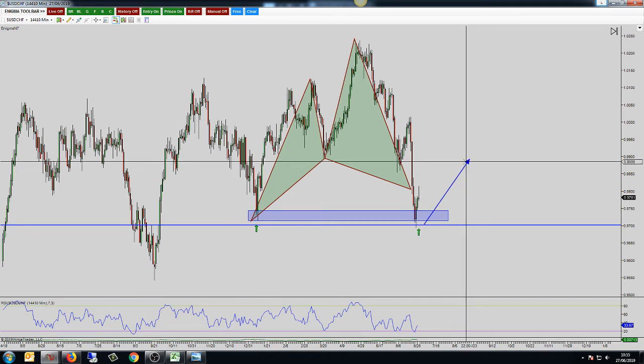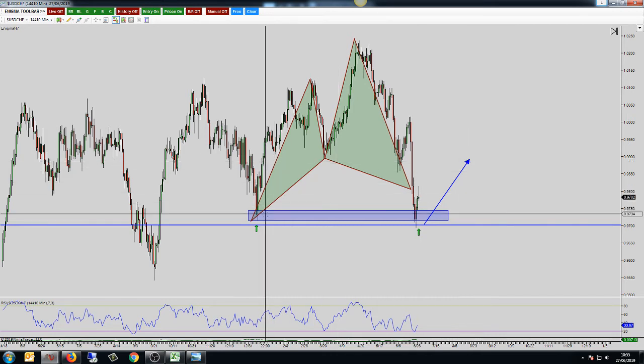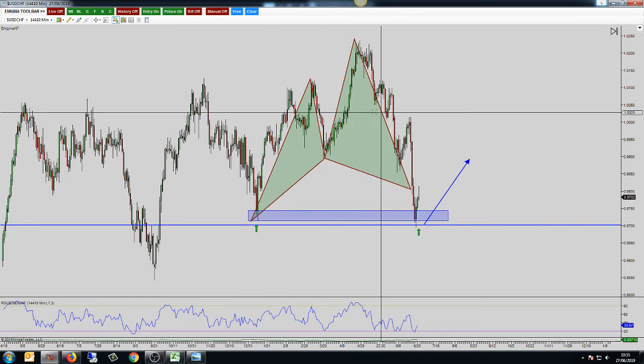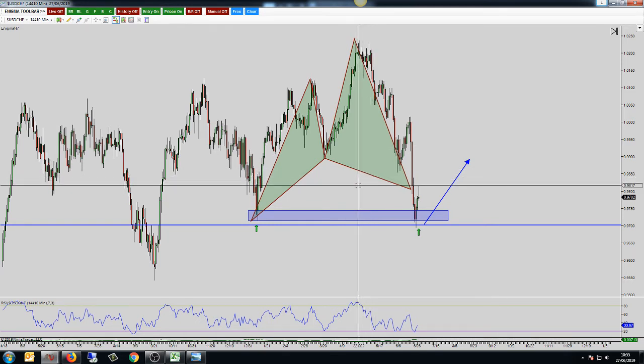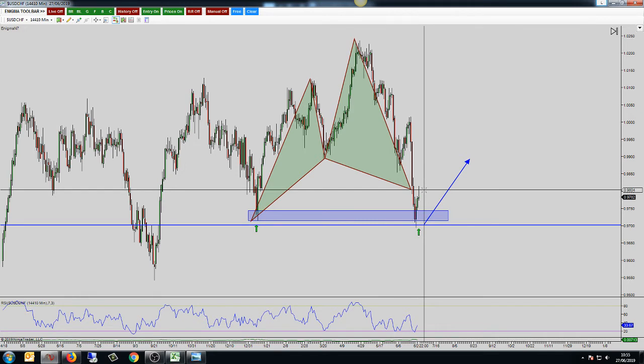So here on the dailies, I can't trade the cipher because I've not back tested it on the dollar Swiss. I don't know the win rate, but I know that it's coming to structure and held structure. I know that even if this has a lower probability on the dollar Swiss, it will still be an indication that we can go bullish.